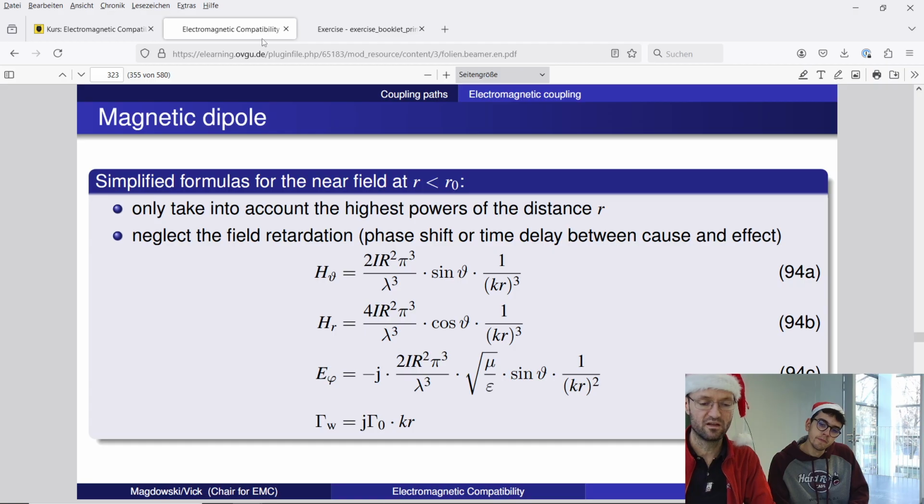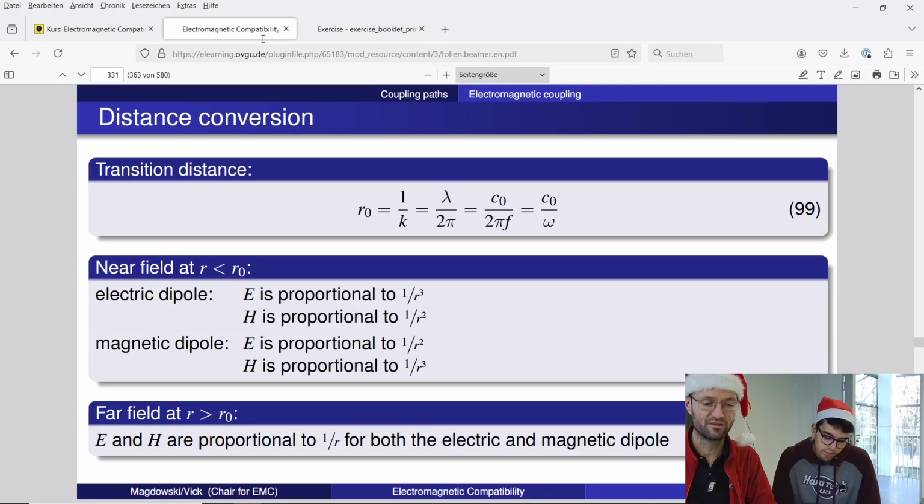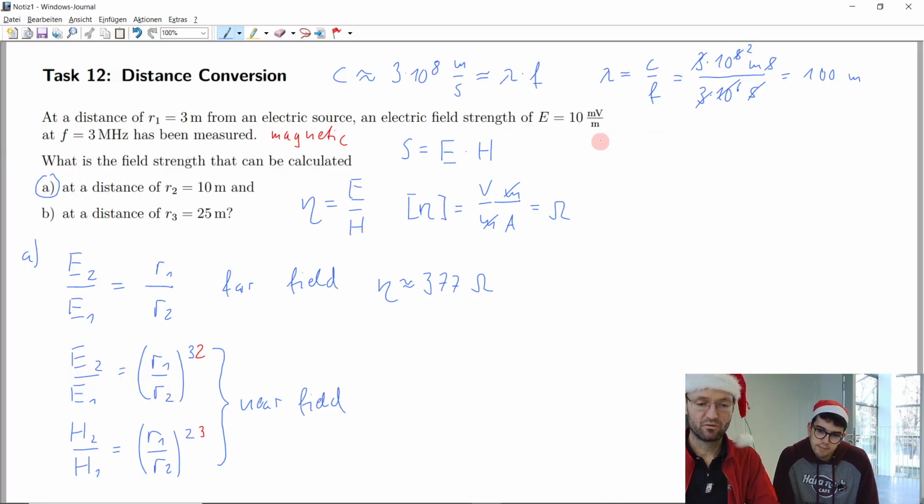This is in the far field, and in the near field you have this 1 over kr to the power of 2 and 3. And so if these factors get smaller or larger than 1, then something happens. This happens if k times r equals 1. And so that's why the transition distance is just 1 over k. And 1 over k is the same as lambda divided by 2π. So this is our transition distance that we need. R0 is 1 over k, which is lambda divided by 2π.